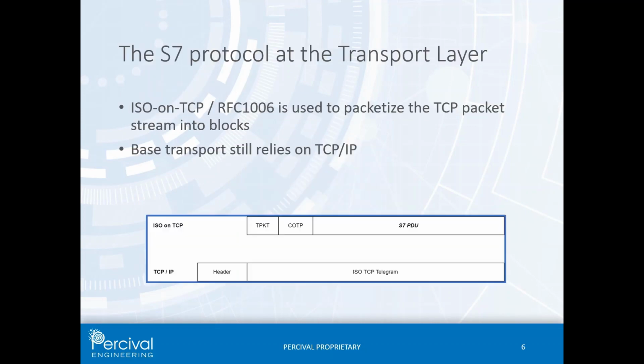Looking closer at the transport layer of the S7 protocol, it's good to note that ISO on TCP, also sometimes referred to as RFC 1006, is used to packetize the TCP packet stream into blocks. It's important to note that base transport for this protocol still relies on TCP.